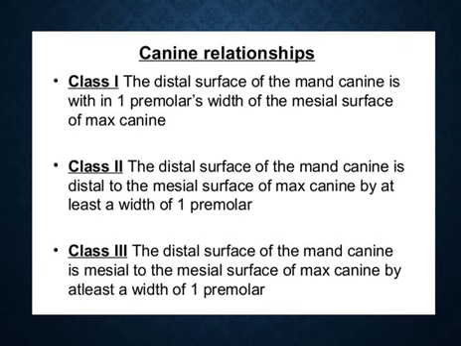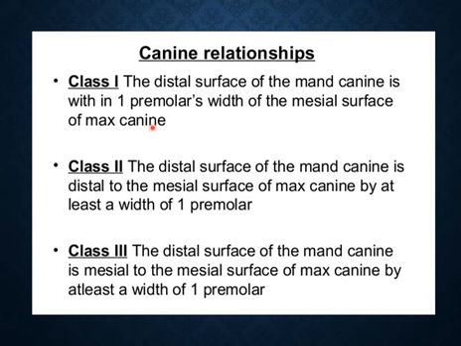Canine classification or canine relation. Canine Class 1 is the normal canine relation, when the distal surface of the mandibular canine is within the first premolar's width of the mesial surface of the maxillary canine. Or it is the normal canine relation when the tip of the upper canine is located in the embrasure area between the lower canine and first premolar, or the mesial slope of the upper canine coincides with the distal slope of the lower canine in occlusion.